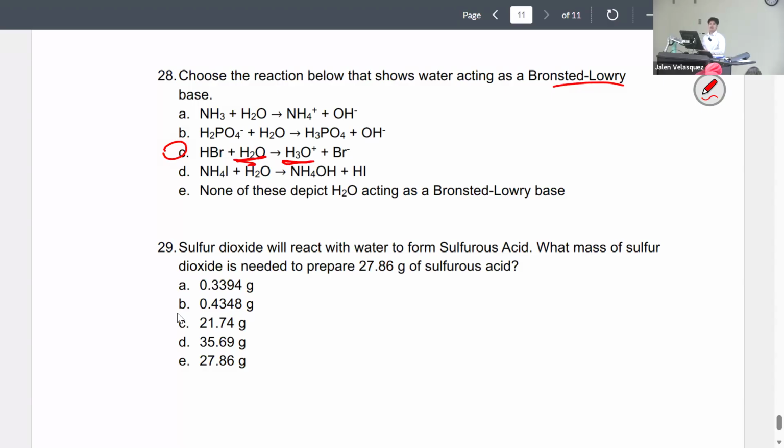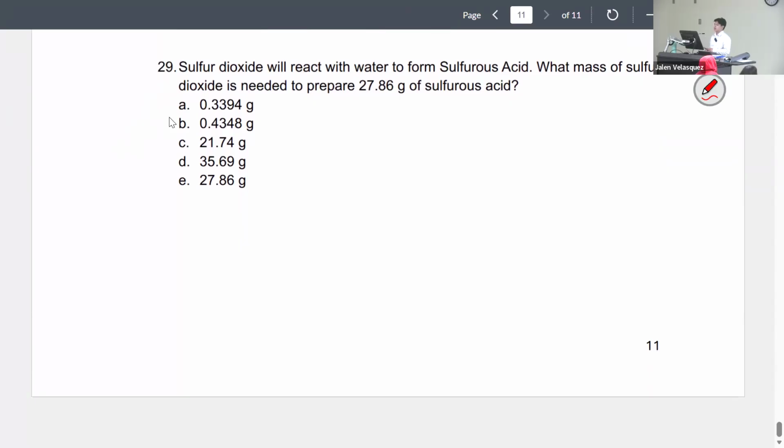Okay, any questions on that? So make sure you're able to identify that. This was also from the midterm last semester. Okay. And then finally here, number 29, and before you guys run out of here, just let me say something at the end. So sulfur dioxide is reacting with water to form sulfurous acid. What is sulfurous acid? Good, H2SO3.